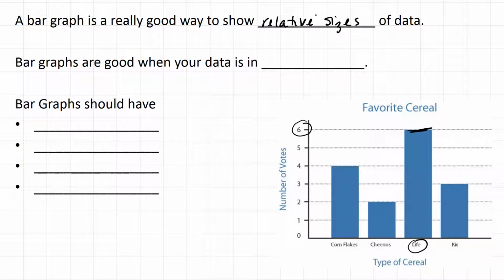Bar graphs are a good way when your data is in categories. Distinct categories. So Corn Flakes, Cheerios, and Kix are 3 categories of cereal.